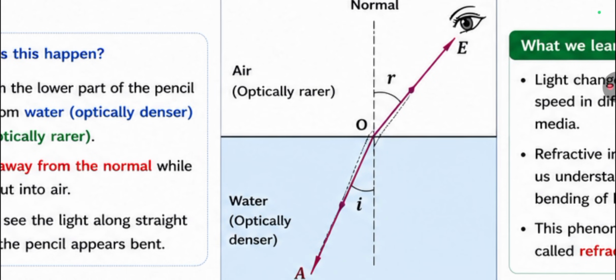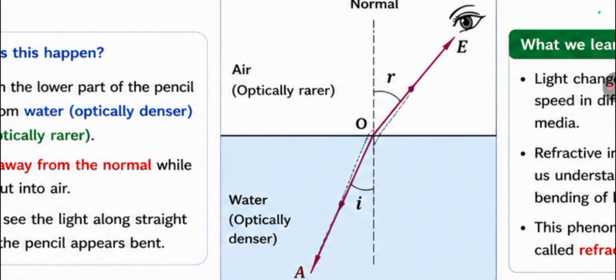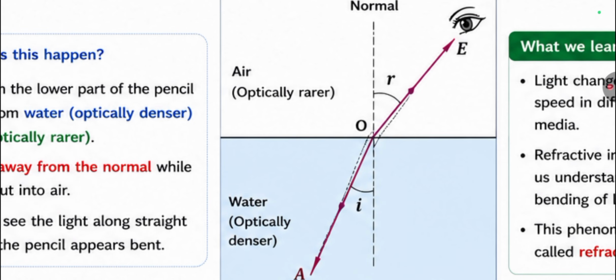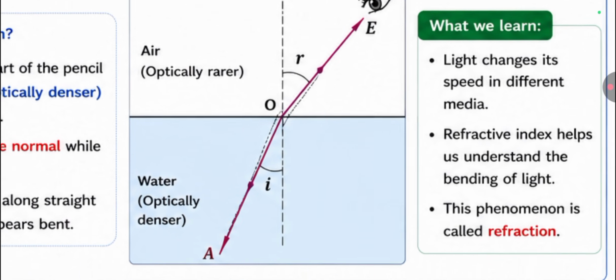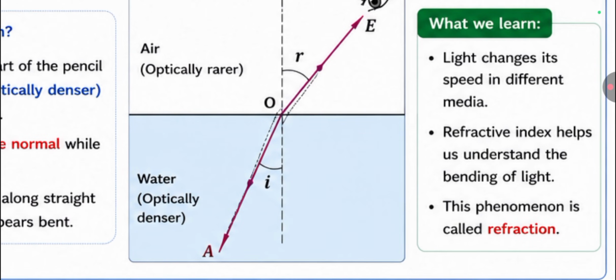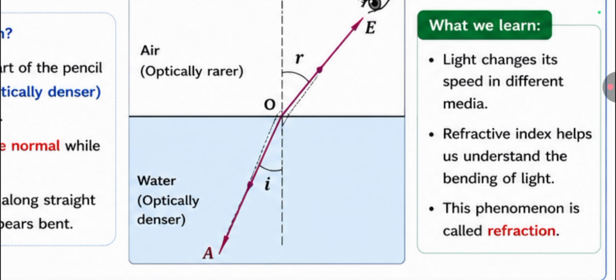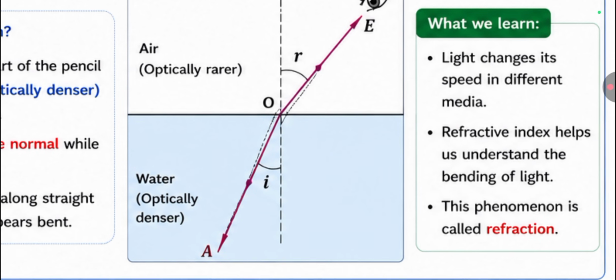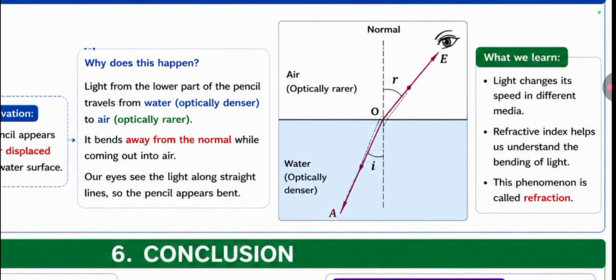The light ray coming from air to water, so the water is optically denser, so the light ray bends towards the normal. What do we learn? Light changes its speed in different media. Refractive index helps us understand the bending of light. The phenomenon is called refraction. We already learned this in earlier classes.